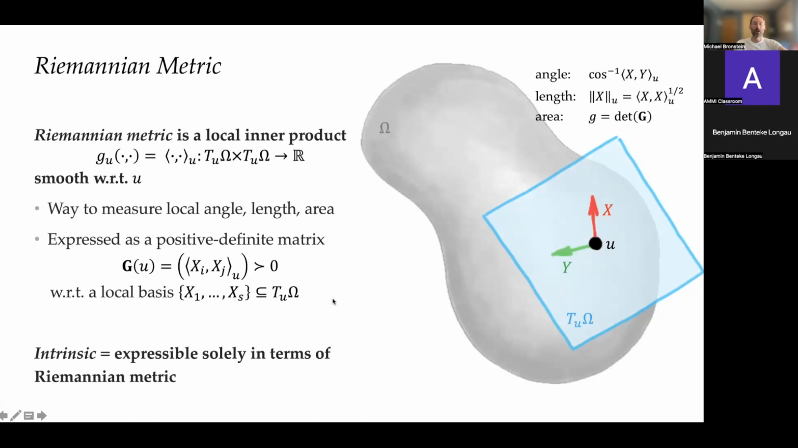And we call quantities or properties that are expressible entirely in terms of the Riemannian metric intrinsic. So once I have defined a metric on a manifold, then if I do something to this manifold and the metric doesn't change, then everything that is expressed in terms of the metric also doesn't change. So intrinsic properties are very important because they're invariant to certain types of deformations that we will call isometries.